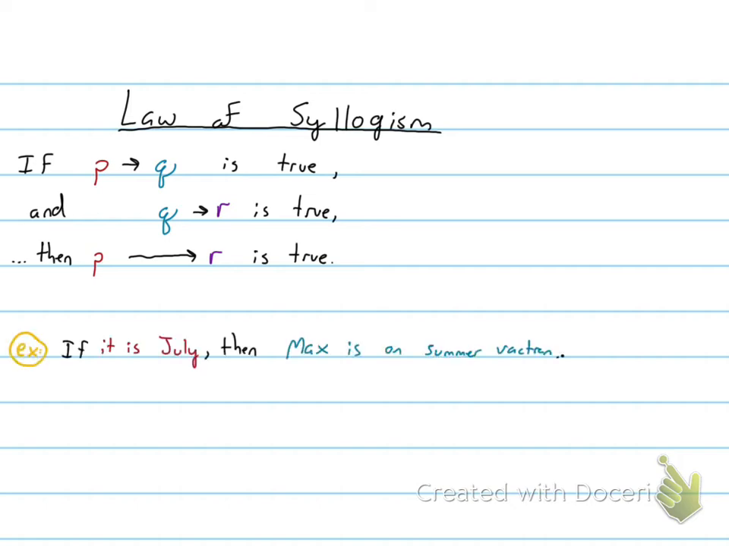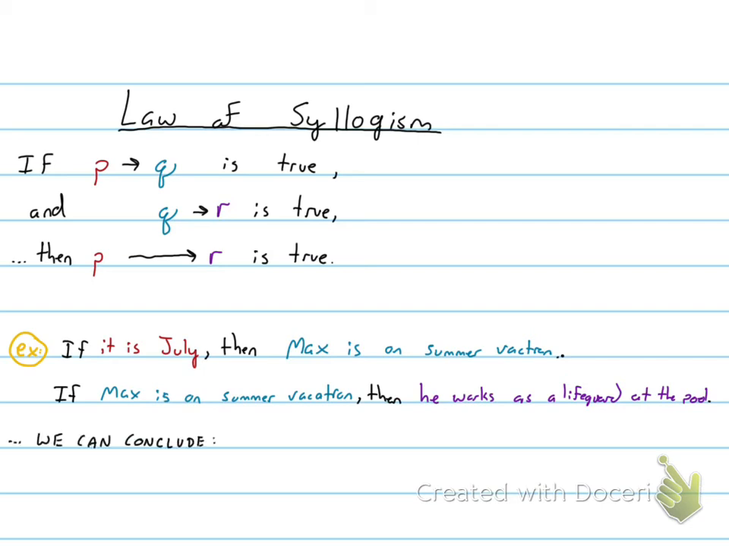If it's July, then Max is on summer vacation. We're also told that if Max is on summer vacation, then he works as a lifeguard at the local pool. So we can conclude that if it's July, we can assume that Max is working as a lifeguard at the pool. So notice here that if it's July, then Max is on summer vacation, and then the conclusion of that first statement goes to another conclusion. So we could say the statement of the first can conclude the last statement.